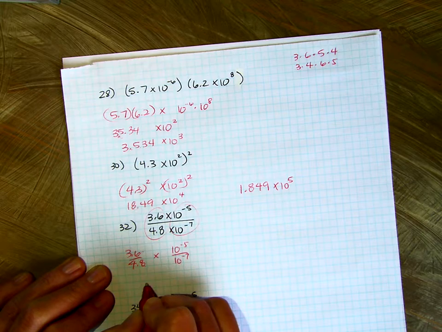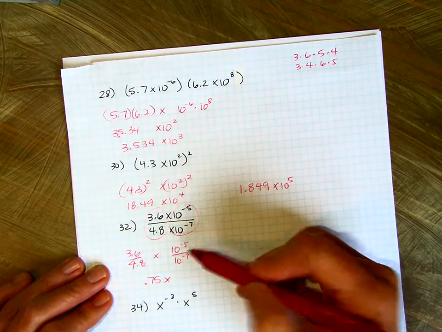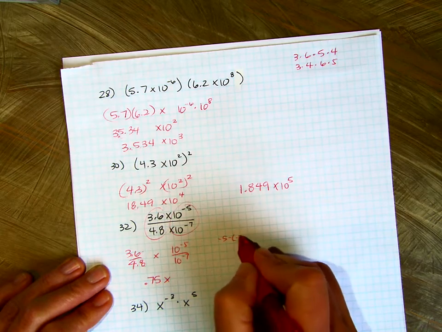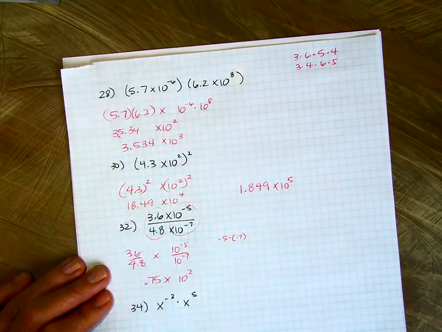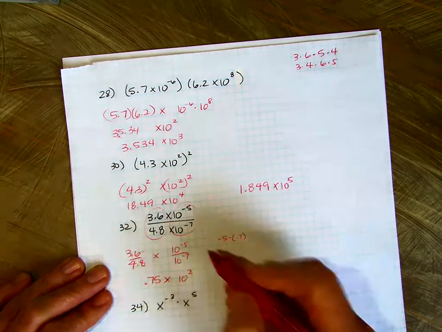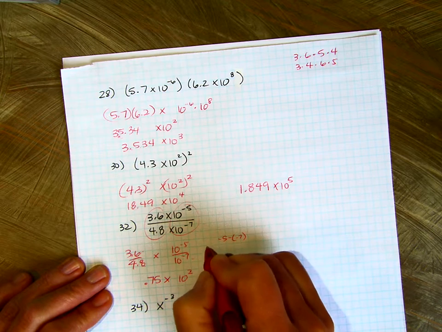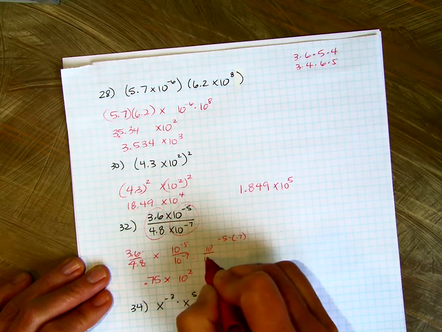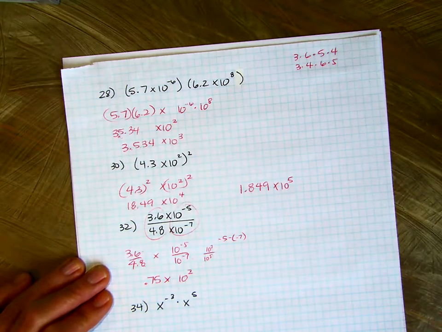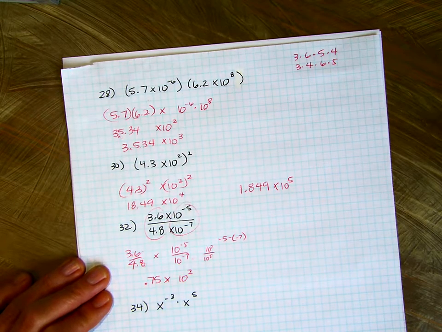So 0.75. Now again, depending on how you do this, if you say negative 5 minus a negative 7, you're going to get 10 squared, negative 5 plus 7. Another way to think about it is, look, if I switch this, this really belongs in the numerator. I get a 10 to the 7th. This really belongs in the denominator because it's got a negative exponent. I have a 10 to the 5th. So again, either way, I get a 10 squared.